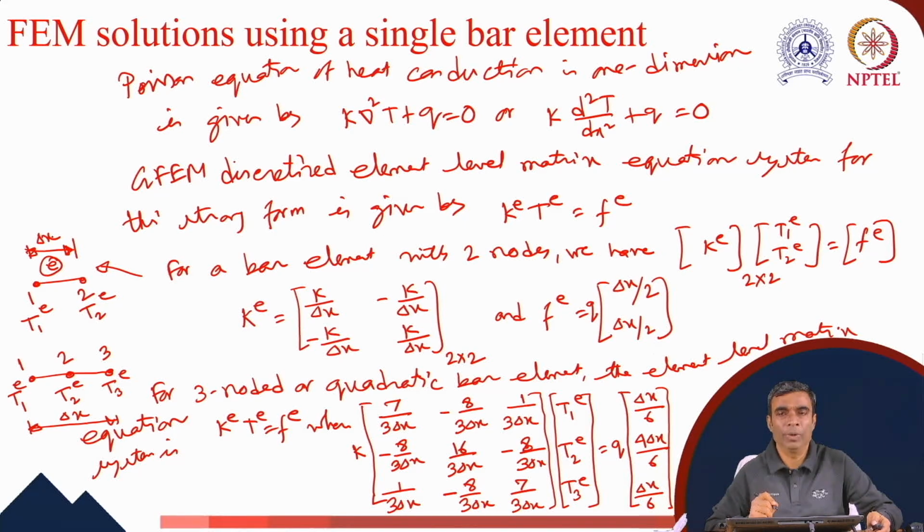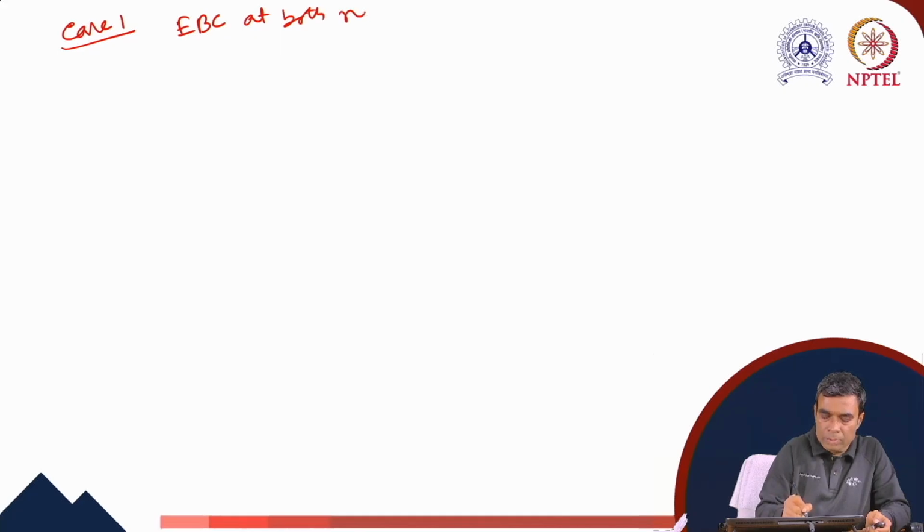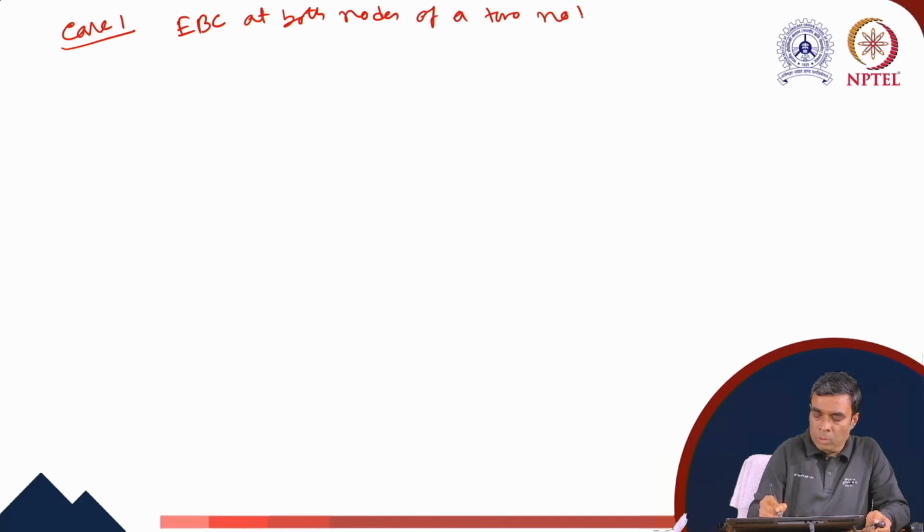Now, using 2-noded bar elements and 3-noded bar elements, we shall illustrate the implementation of essential, natural, convective, and radiative boundary conditions, various combinations. First, we consider the essential boundary condition. Case 1, EBC at both nodes of a 2-noded bar element.